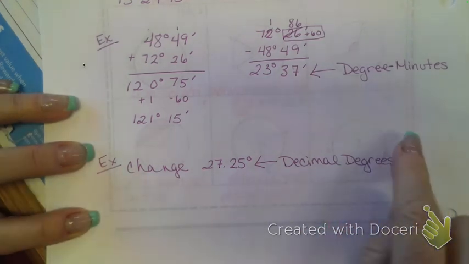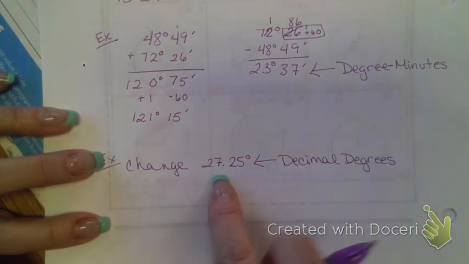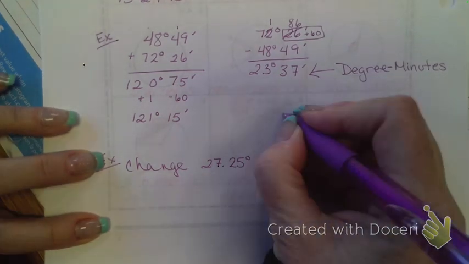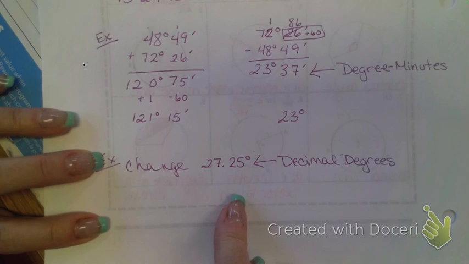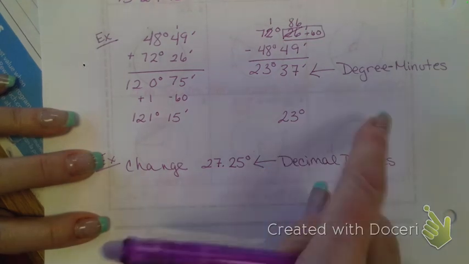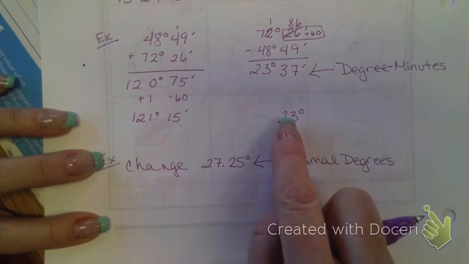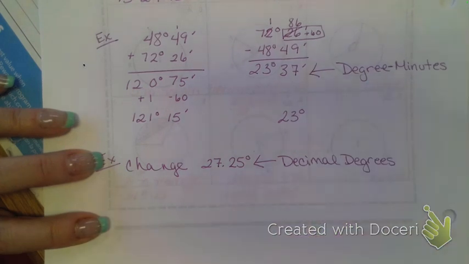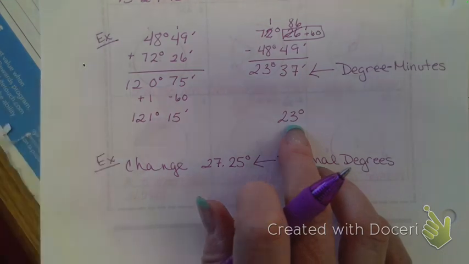Everyone needs to understand the difference. Why is this a decimal degree? Because that's a decimal. This is degrees minutes because it's degrees and minutes. Everything you've been dealing with till today is like 23 degrees. Is it degrees minutes or decimal degrees? Maybe either one, because it doesn't have anything smaller than a whole degree.